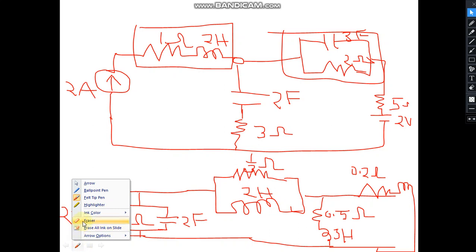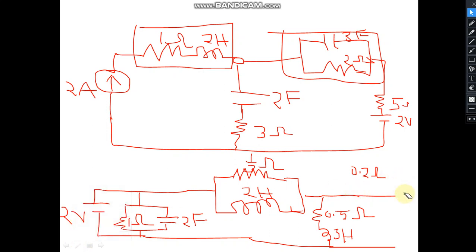Okay, so here we will be having 5 ohm or 1 by 5 ohm resistance in parallel with the current source. So there will be a current source in parallel with this, and both of them are constituting this series branch.